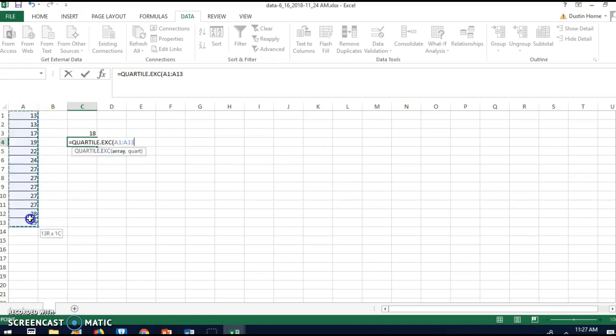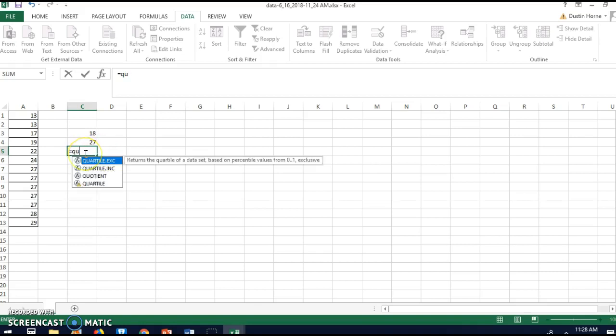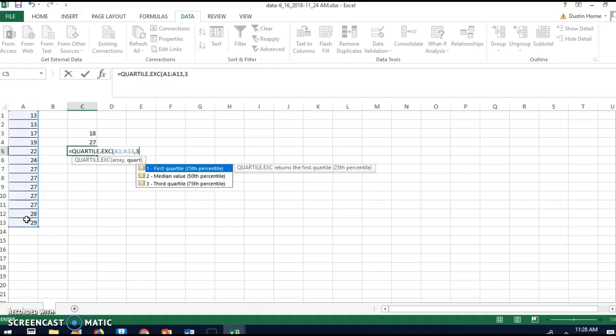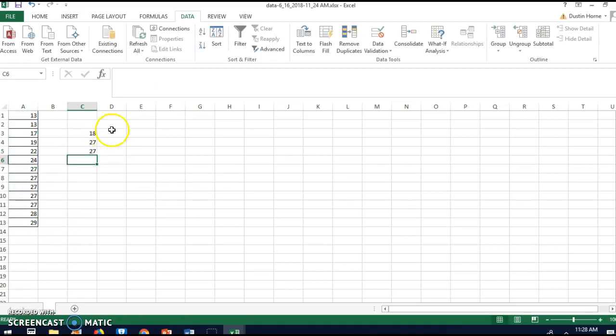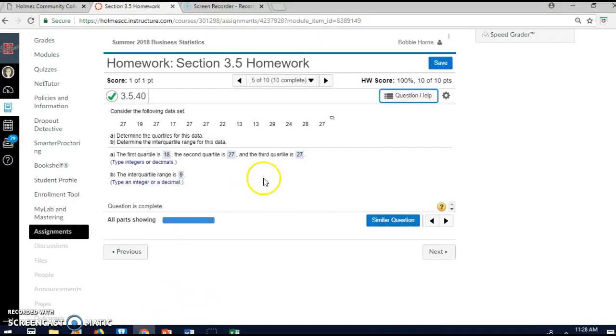by highlighting your array. And then doing 2. And then you can do the third quartile by same thing. Double click on it, highlight your array, and this is probably the best way to calculate this. So 18, 27, and 27. And then your interquartile range is your largest minus your smallest, and that's how you get 9.